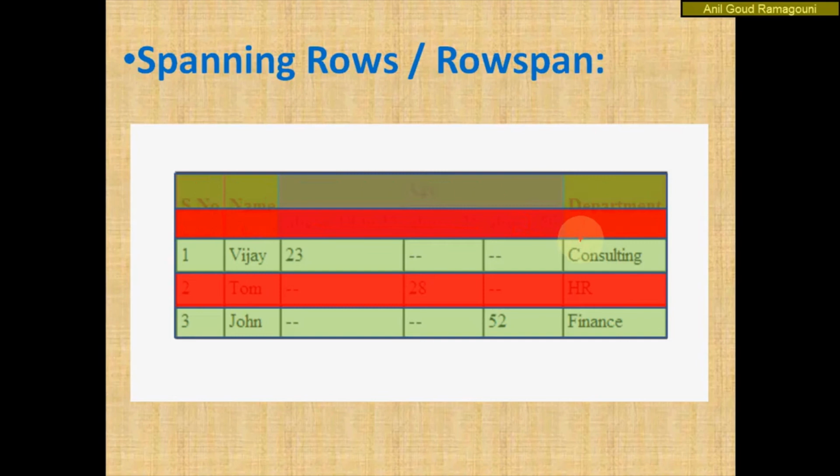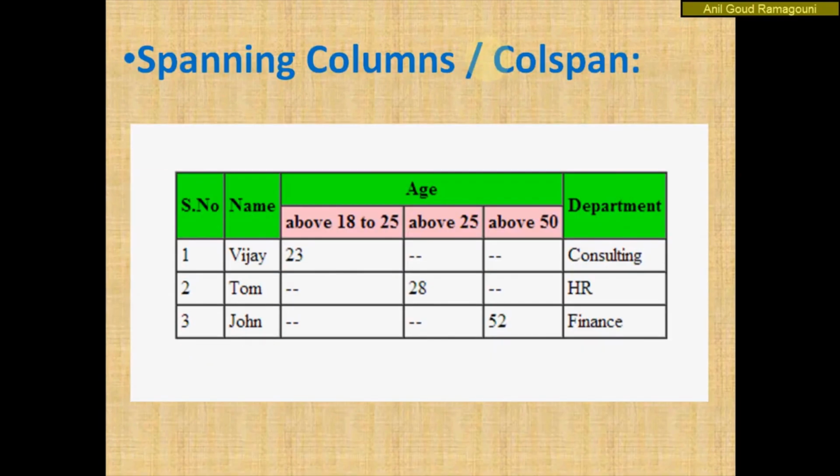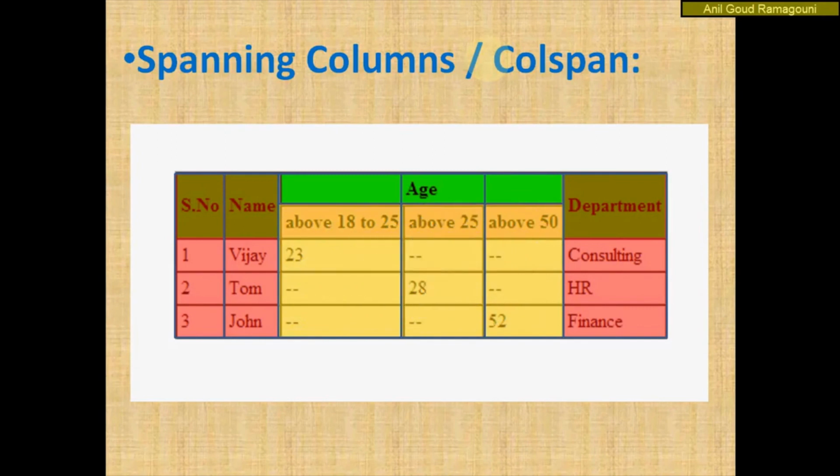And if we go with the next example, this is called spanning of columns. If we keenly observe this table, this is the first column, this is the second column, third column, fourth column, fifth column, and sixth column. In this table, the third, fourth, fifth columns are clubbed to give an age column. See, these three columns are merged into a single column, that is the age column. This is the way spanning of columns can be done.